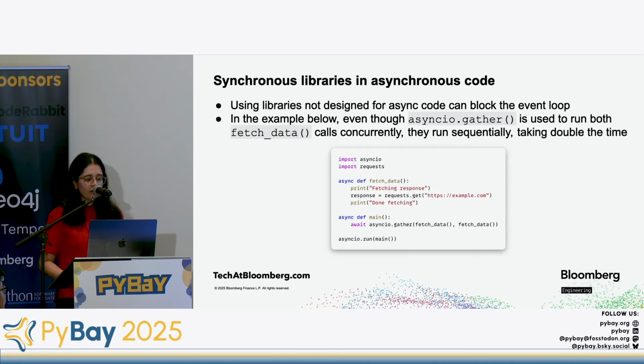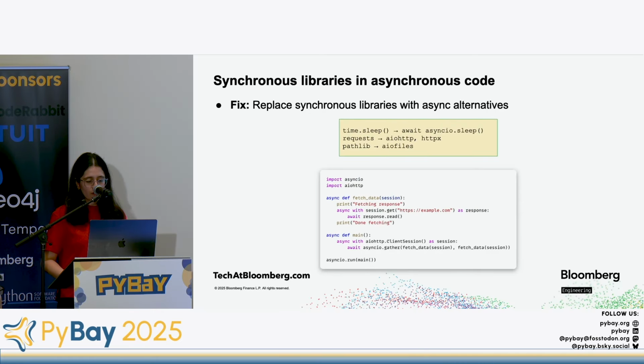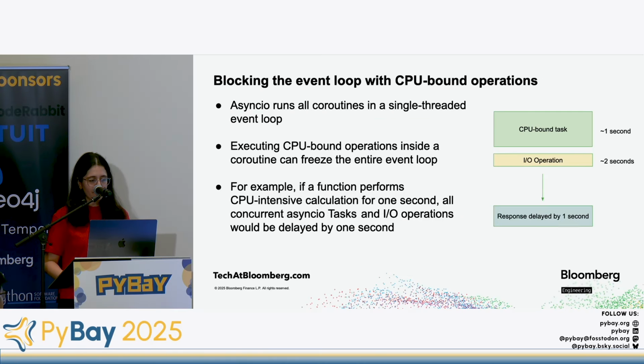Now, an improvement in performance here could be made using a library that supports async IO. Here we could replace requests with aiohttp, which supports async IO, and as a result, the execution time in this case is reduced to half. Here are some of the other libraries as well that you could replace with asynchronous alternatives, and one of them is pathlib, which we are going to look at ahead, which could be replaced by aiofiles.